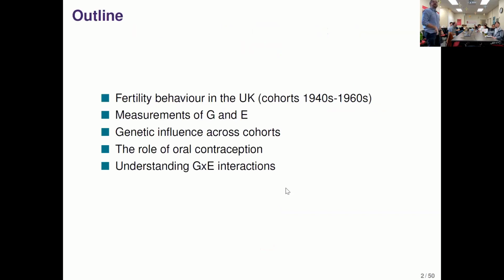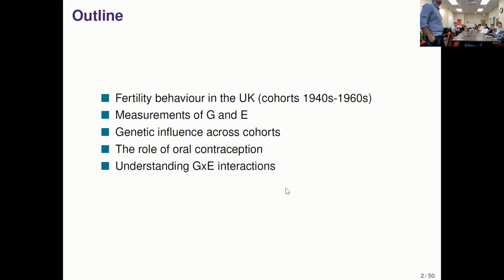So the outline for this talk is this. I'm going to start by talking about fertility behavior in the UK, in particular in the cohorts of the 1940s, 50s, and 60s, because our data are for these people, but also because we think there are interesting demographic dynamics related to fertility around these cohorts.